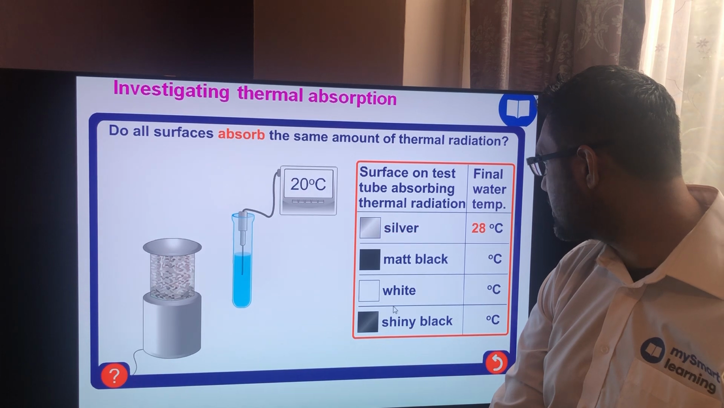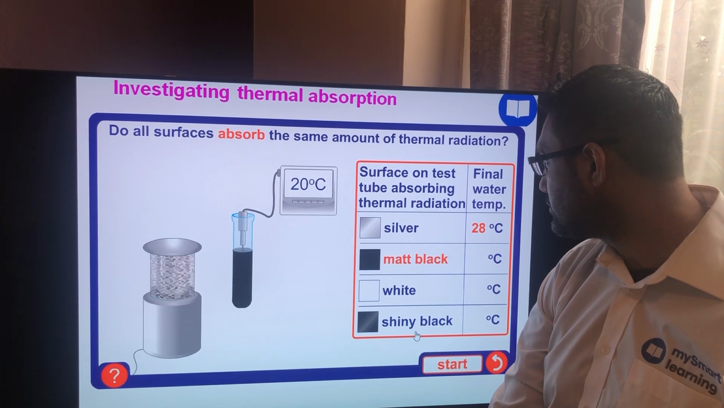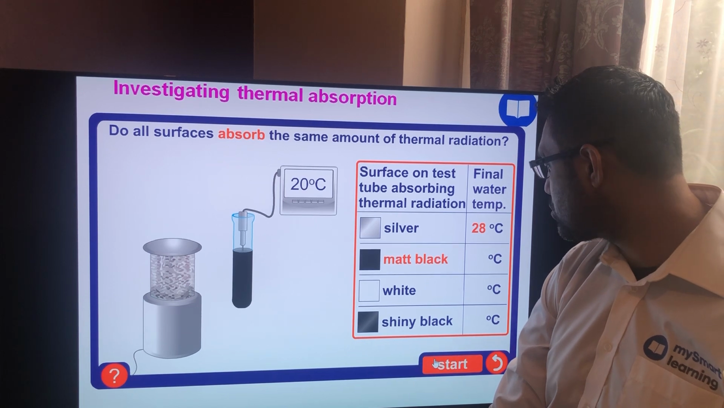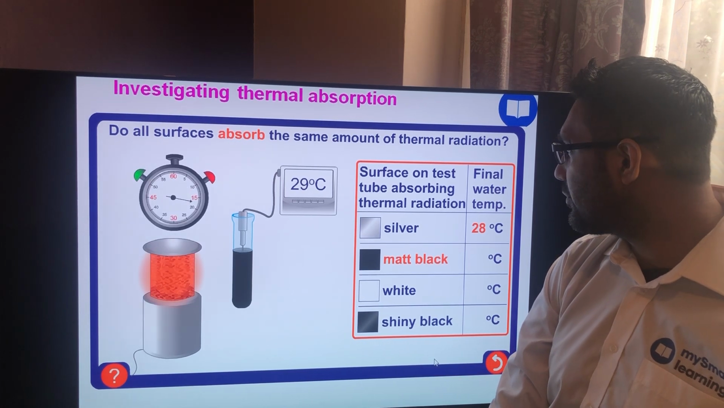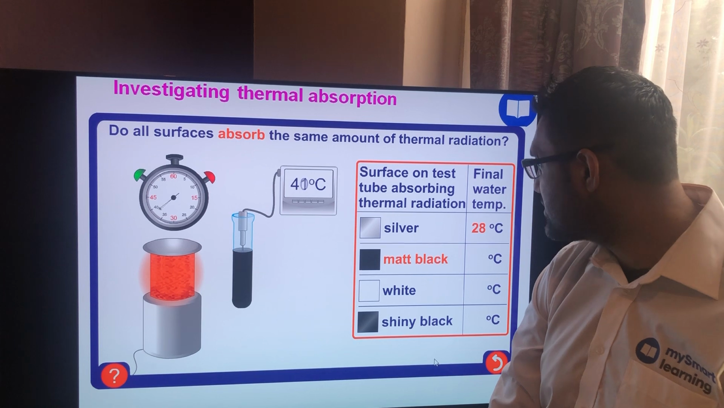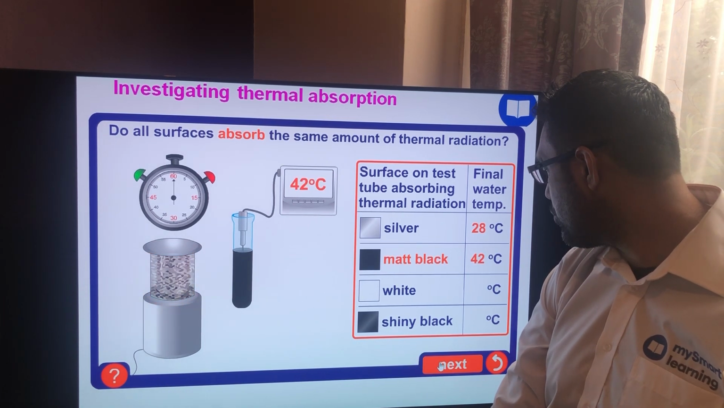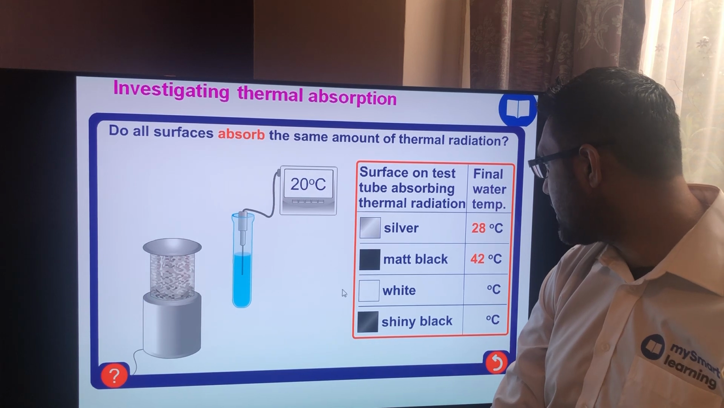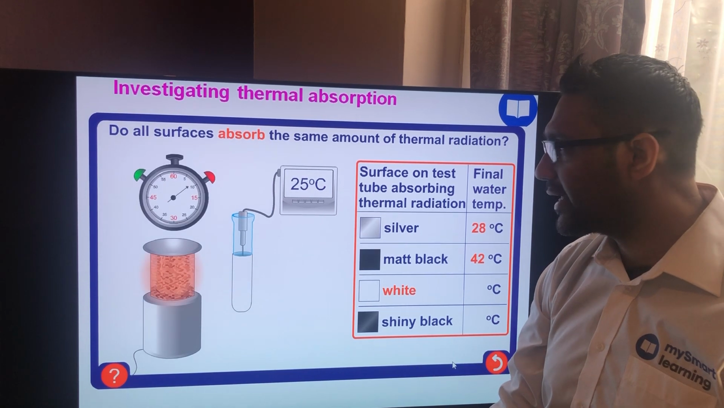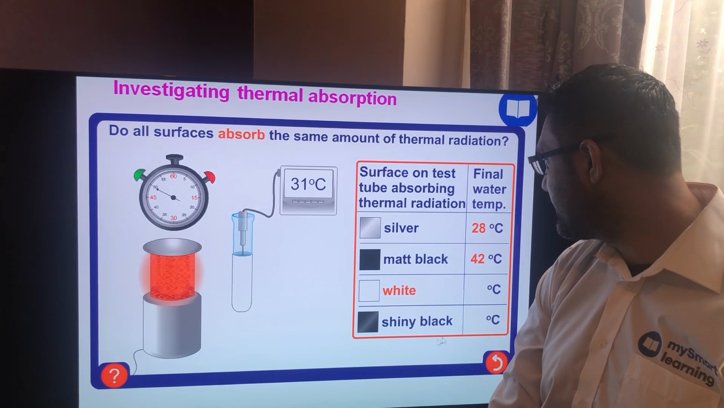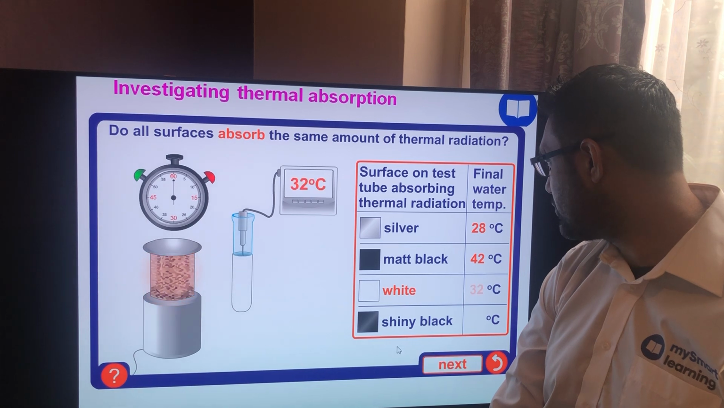Okay, let's go in order. We'll go matte black next. So you can see I've got a tube, same volume of water in each one, and again I'm going to put the radiator on, that heater, same amount of time, same distance to make it a valid comparison. I'm getting 42. I'm going to do white, same practical, and then I will do the last one, which is the shiny black.